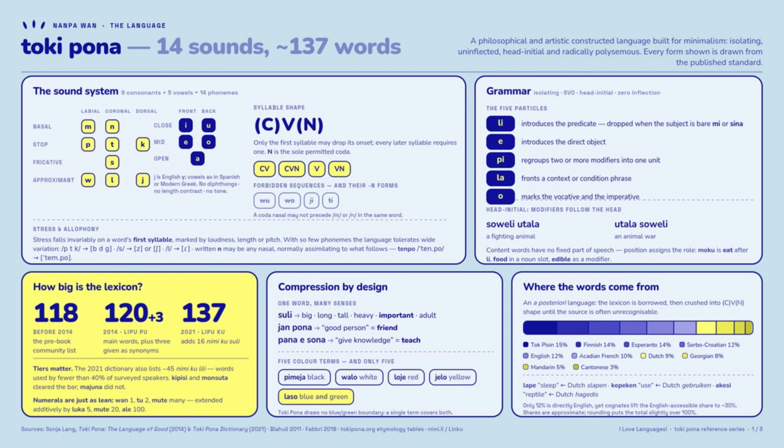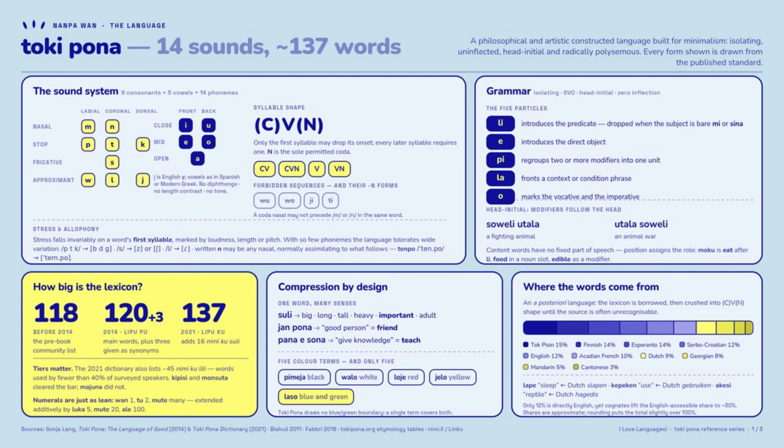The consequences are visible in the closed semantic fields, just 5 color terms, with laso spanning both blue and green, and a numeral system whose simplest form has only 1, 2, and mute. Extended additively in Lang's book by luka, or 5, mute, or 20, and ale, 100, in a way that is deliberately impractical for large quantities. Proper nouns cannot stand alone, but must modify a head, such as jan Lisa, making them functionally proper adjectives.